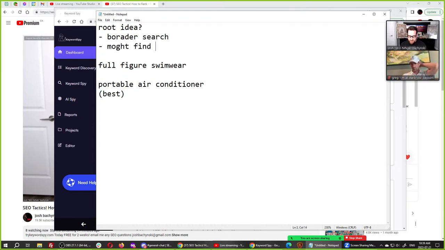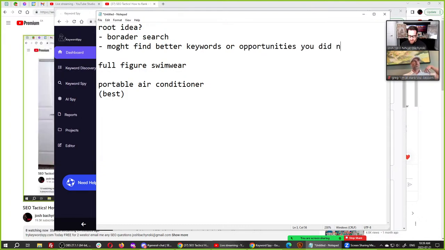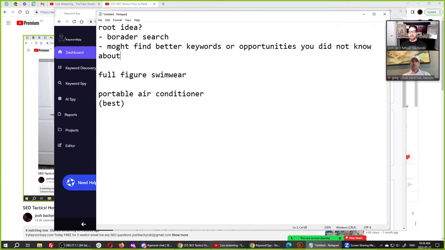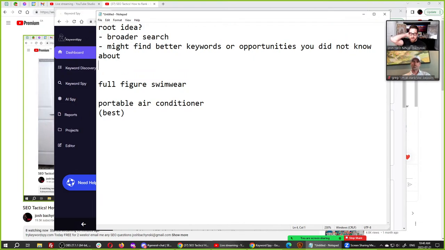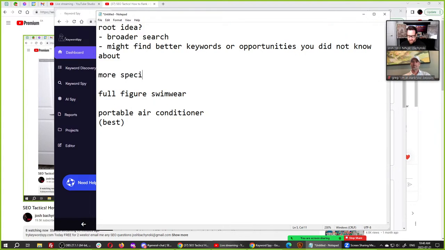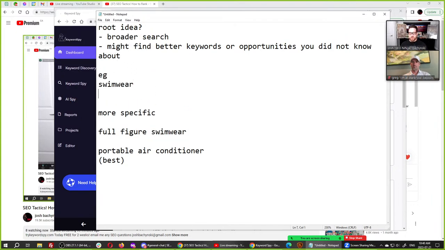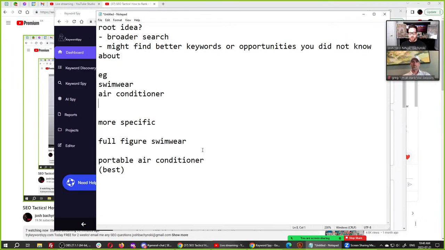You might find better keywords or opportunities you did not know about. So that's interesting. Broader search. Here we go. And again, you don't come here for excellence in typing either. But if you go then more specific, the examples would be just swimwear. So the examples for those ideas we got would be just swimwear and air conditioner, or portable air conditioner, which is a totally different type of air conditioner. It'd be up to you. You could do air conditioner, or you could do portable air conditioner as well.